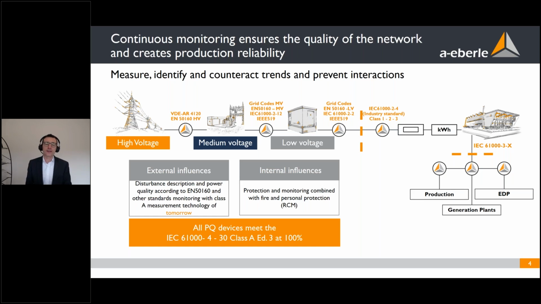All our devices are measuring according to the latest power quality standards, and this is also mentioned here. All PQ devices meet IEC 61000-4-30 Class A Edition 3, so that we have the opportunity to get reliable results at the end of the measurement. Therefore, a customer's renewable energy windmill, for example, or PV power plant could be monitored from external influences as well as from internal influences.